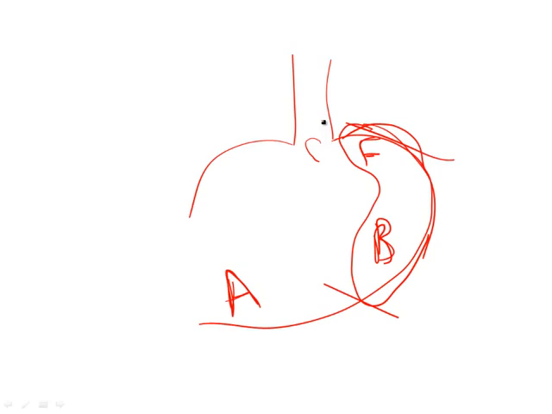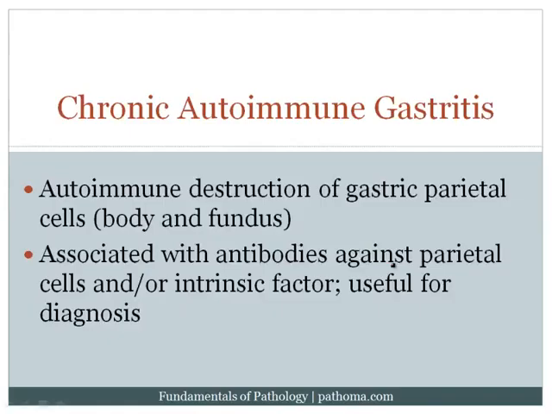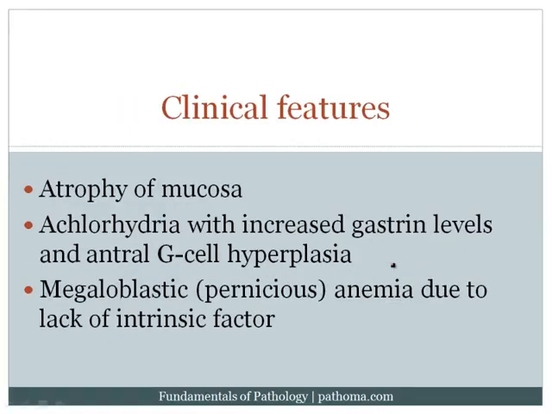Now, clinically, as you begin to knock out the parietal cells, you're going to begin to knock out the thickness of the mucosa, and so the patients are going to get atrophy of the mucosa. So that's going to be one clinical feature. Another clinical feature is that because you're knocking out the parietal cells, you're knocking out the ability to produce acid. And so achlorhydria will develop, as I've written here in your notes. What is achlorhydria? Low acid production by the stomach.